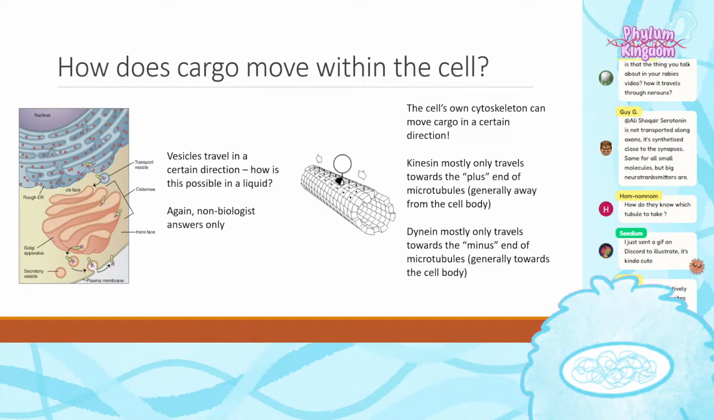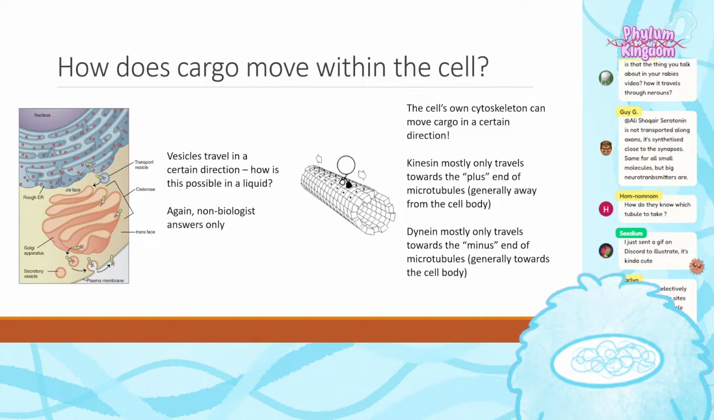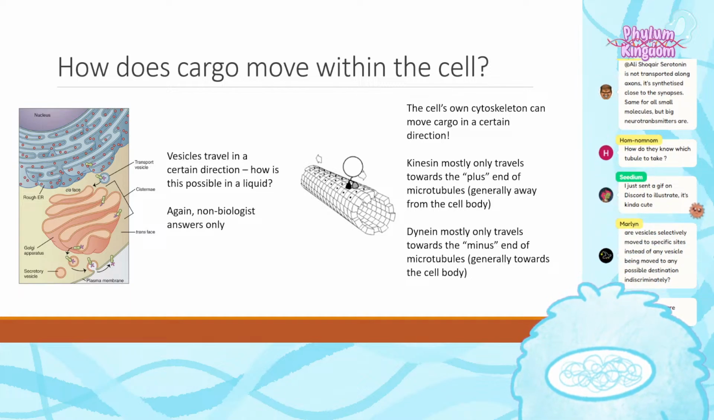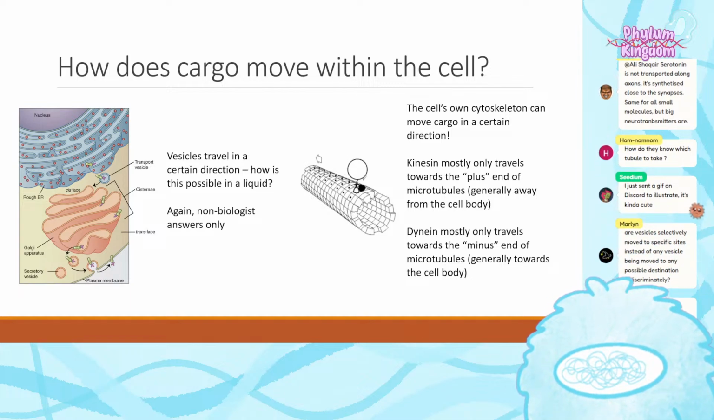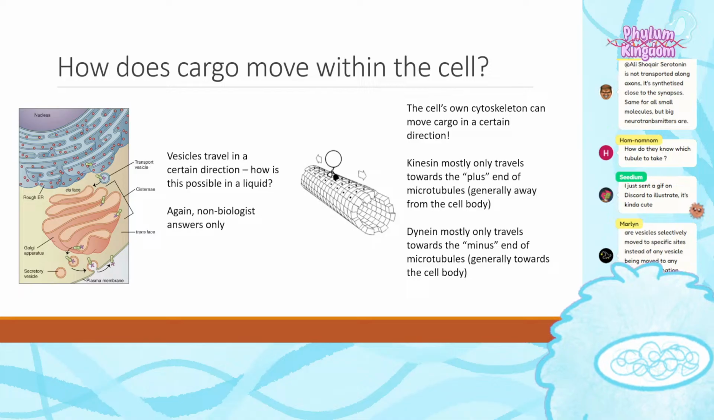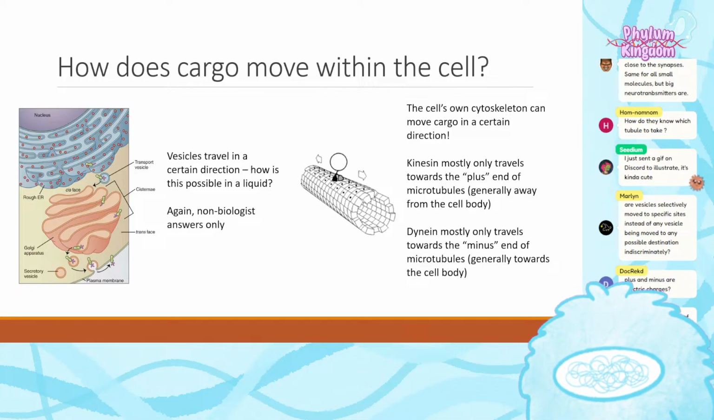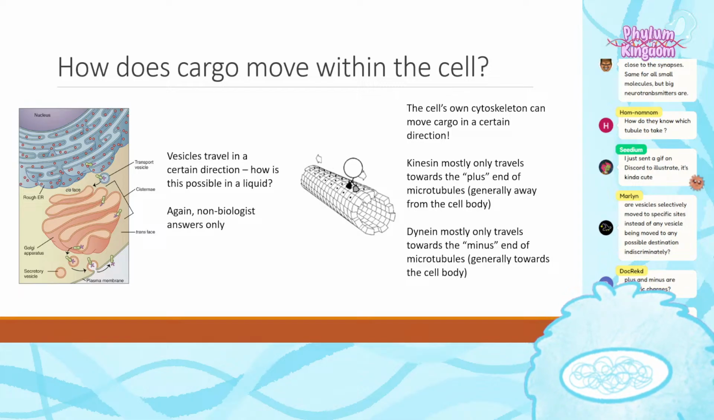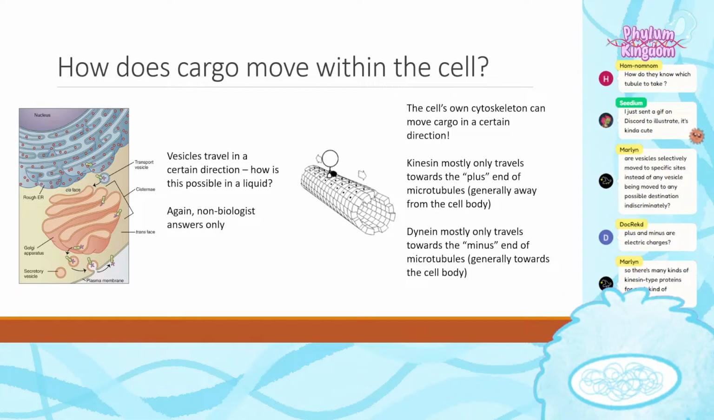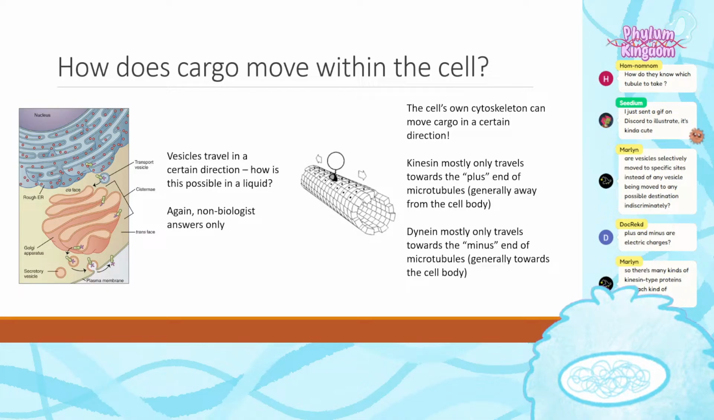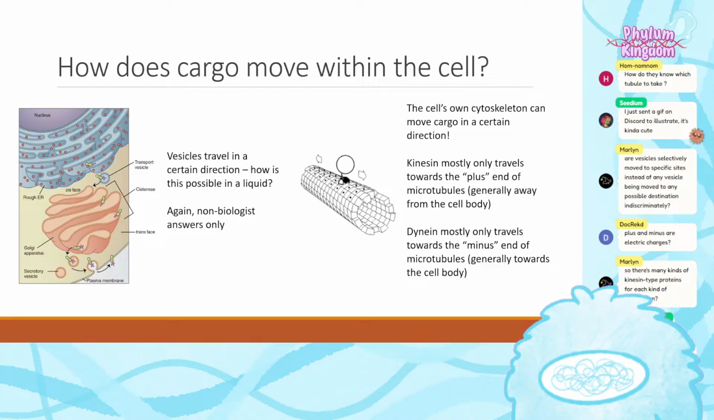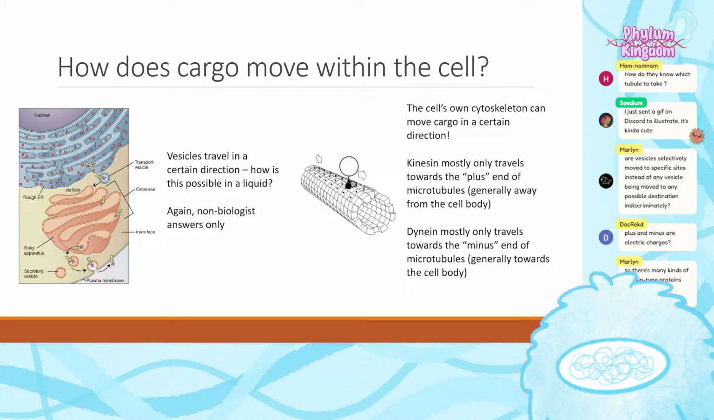Plus and minus end are electric charges? I honestly can't say because I don't remember. I do know that tubulin itself is sided. Just like how we have 5' end and 3' end of DNA, which indicates positioning on the sugar, we call plus and minus end on a tubulin, but I don't fully remember why, because I whipped this presentation up very, very quickly.